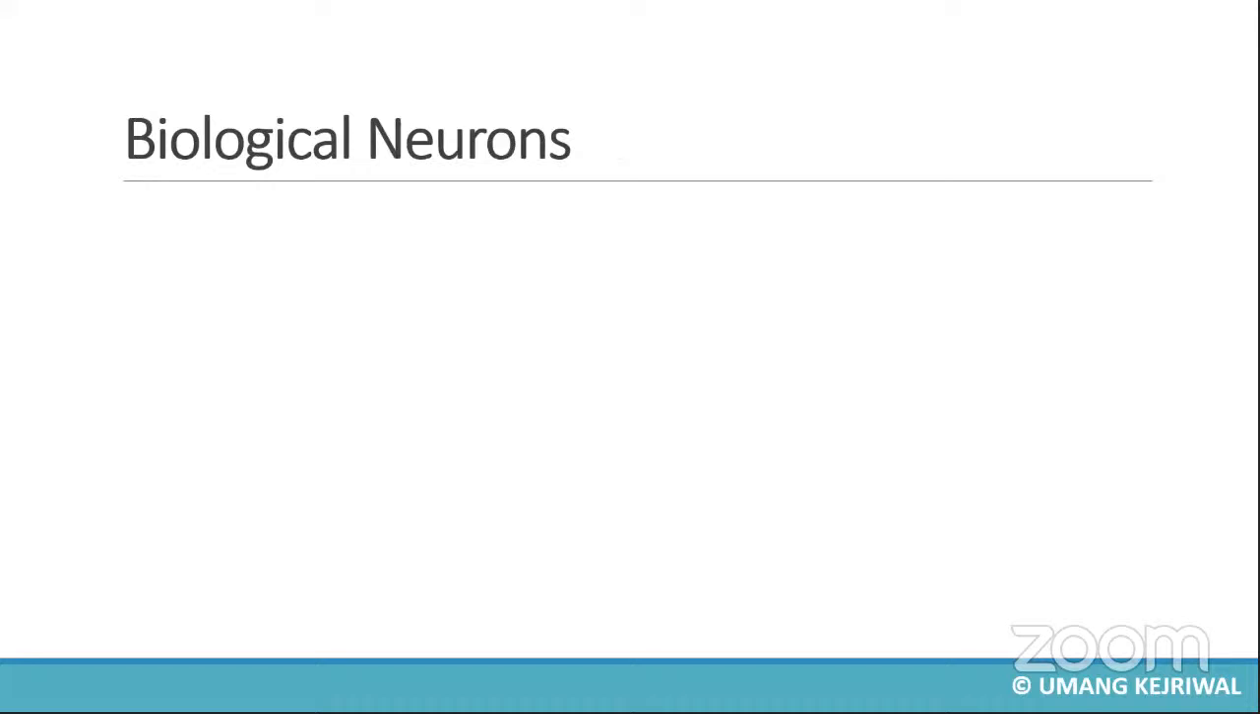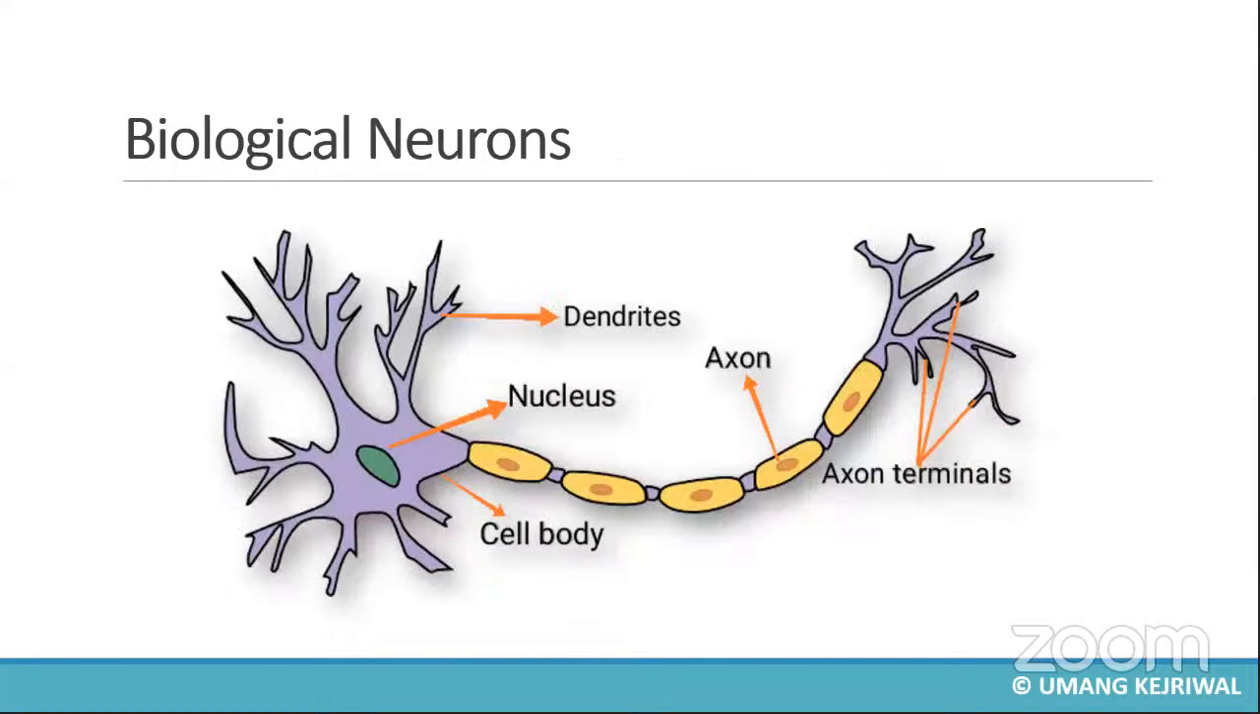Okay. Now let's discuss something about biological neuron. You also must be knowing about this, but let me tell you in short. Now this is how your biological neuron looks like, right? We have dendrites, we have nucleus, cell body, axon, axon terminal. These are the major terms related to the biological neuron. So let's discuss one by one. Now the first one is the dendrite.